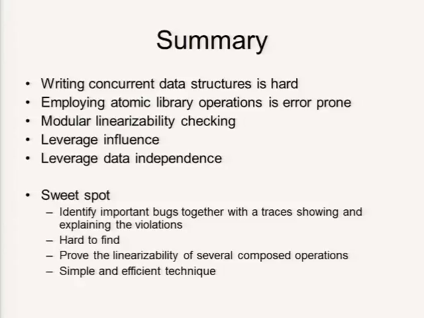Okay, so I'll summarize. Writing concurrent data structures is hard, and we also saw that employing these atomic library operations is error-prone. Therefore, what we did here is use modular linearizability checking and leverage inference specification and data independence in order to find violations or prove the linearizability of these compose operations. And we found a sweet spot because we identified important bugs. For each one of them, we provide a trace that not only shows the bug, but also explains the bug. As I said before, these traces are very concise.